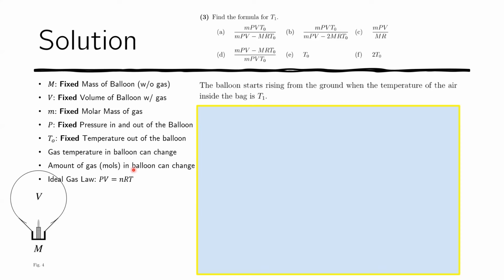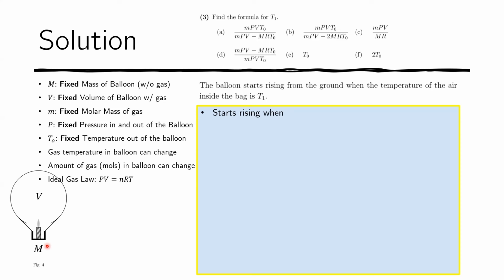The next part of the problem goes: the balloon starts rising from the ground when the temperature of the air inside the bag is T sub 1. Now we need to find T sub 1. We think about when the balloon starts rising, and that is when all the upward forces equal all the downward forces. The only upward force here is the buoyant force, which we computed in the previous question. The downward forces are the mass of the balloon itself, excluding the air, times the acceleration due to gravity, in other words the weight of the balloon itself, plus the weight of the gas inside the balloon. Those are the two forces acting downwards.